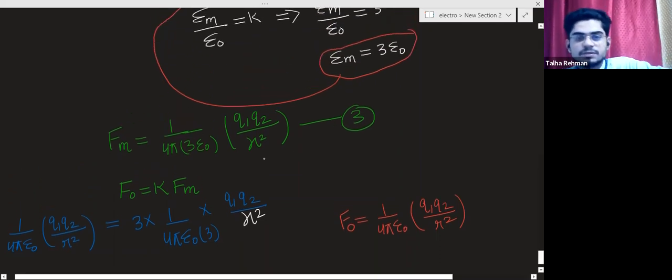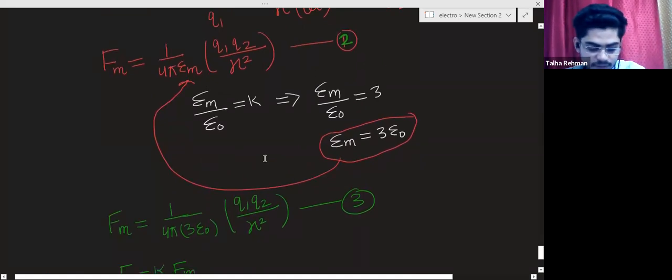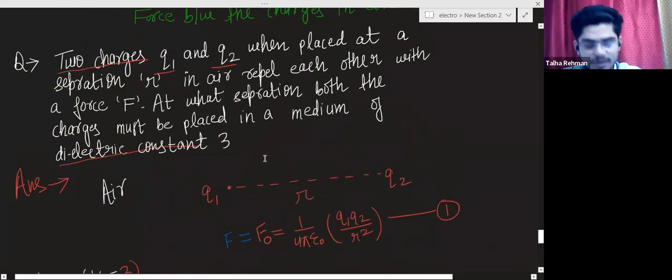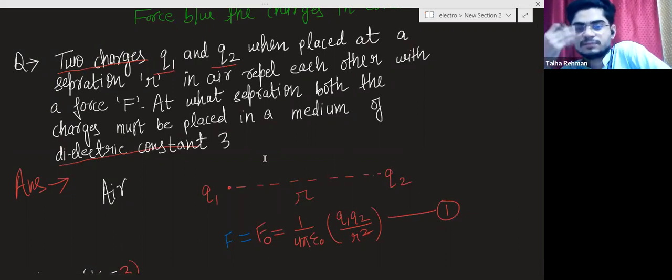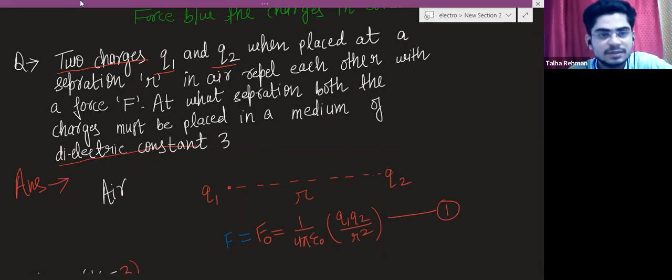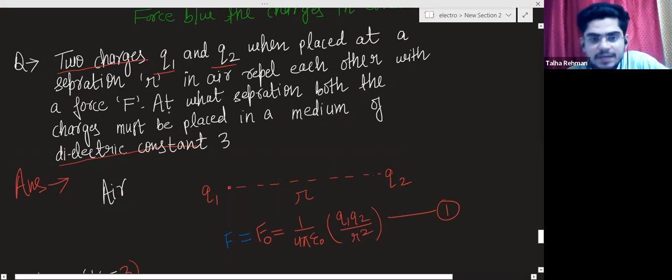Actually, I think I have made some mistake. Here I have written this 3 epsilon naught, and after that... no, we are missing one thing in this question. That's why this thing is not happening correctly. At what separation both the charges... actually the question is incomplete.